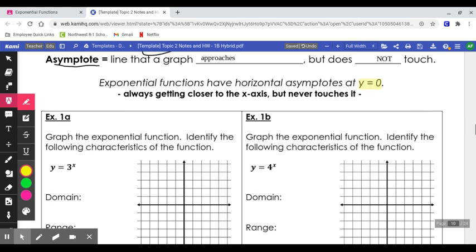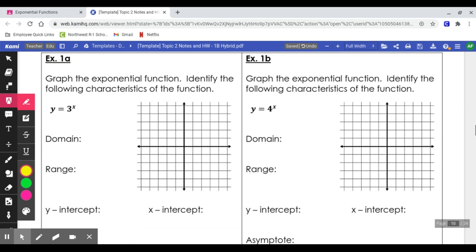Okay, if we scroll down to example 1, pay attention to how I'm using these tools on the left here, because all of the graphs that you will be working out on your own, you'll be using these tools on the left. It says graph the exponential function and identify the following characteristics. To graph this, I want you to first start with a table.